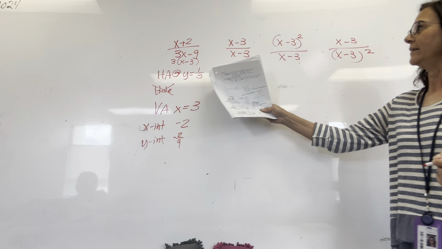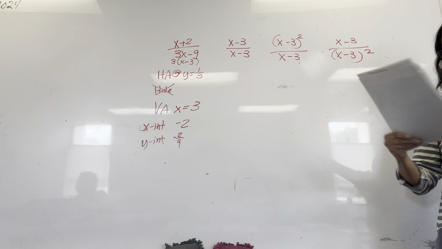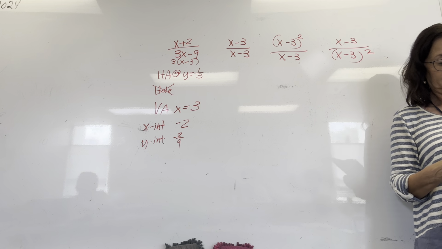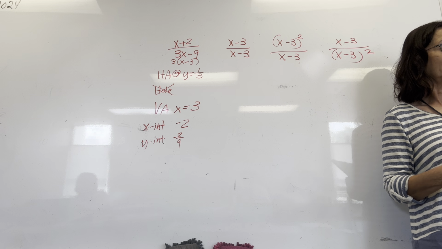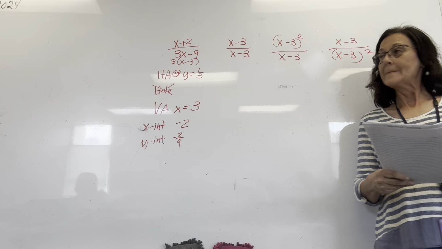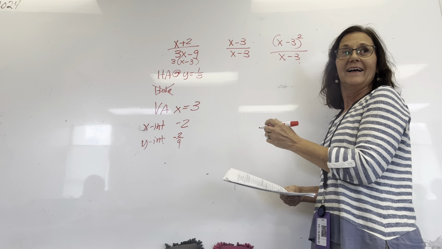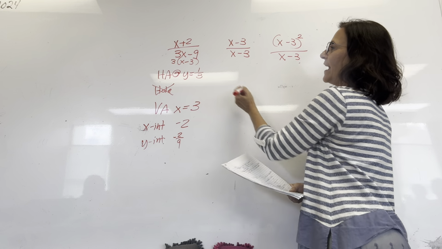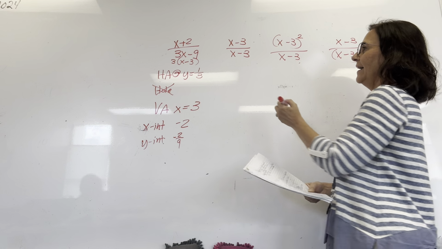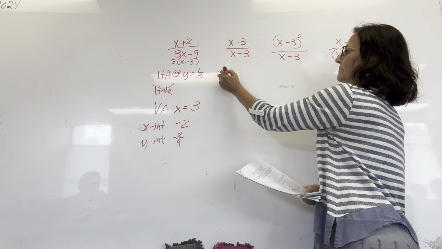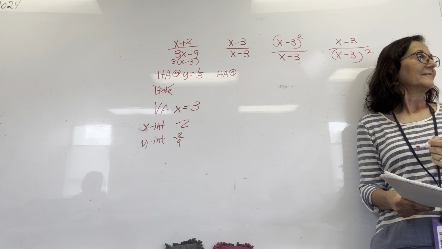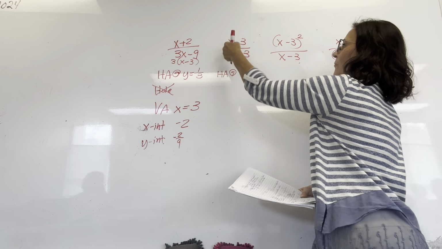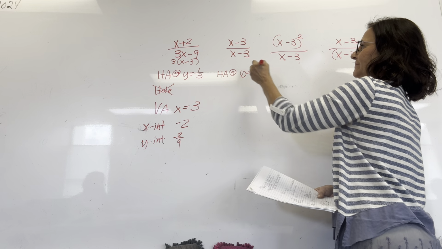All right, this one. What do you know? Is there a horizontal asymptote? Yes. Where's there a horizontal asymptote? It's going to be 1 over 1. Yeah. Okay.